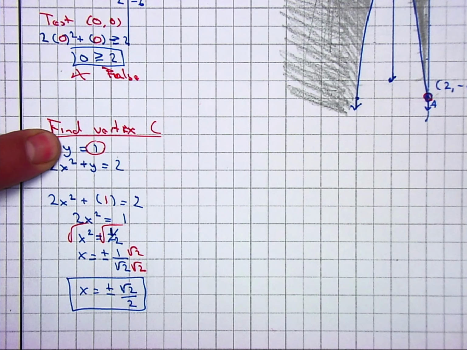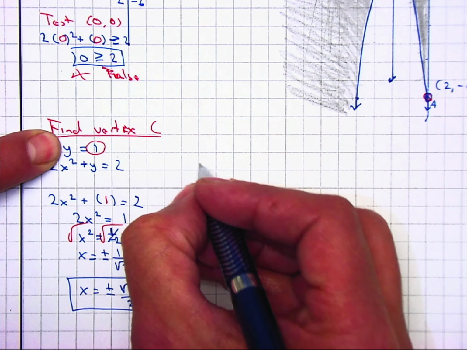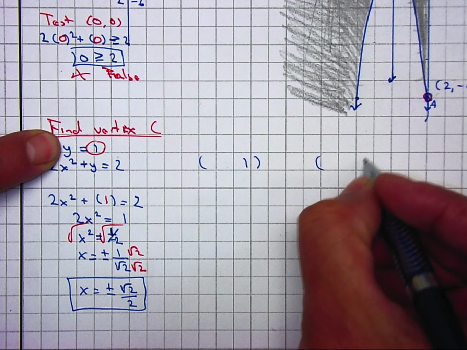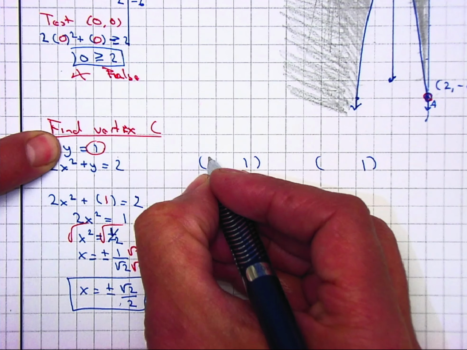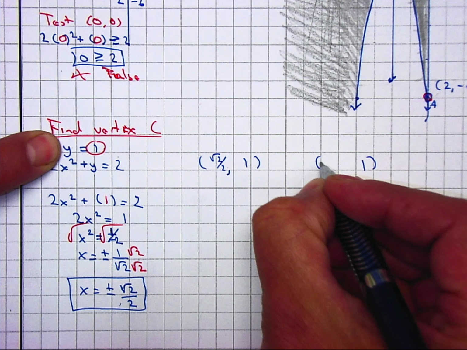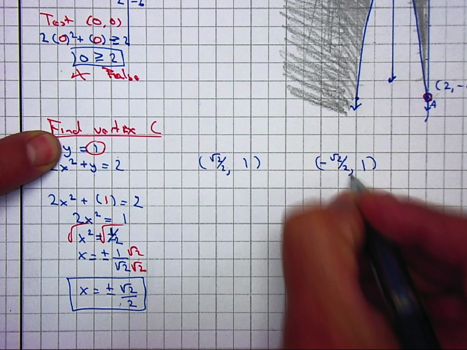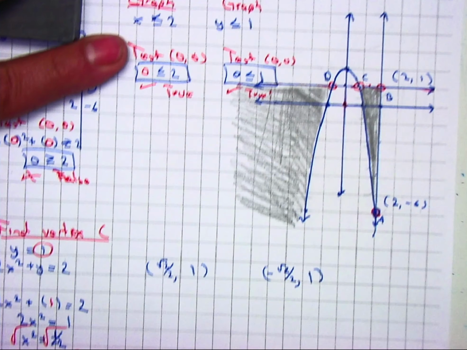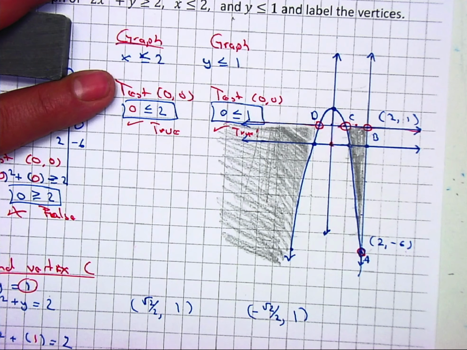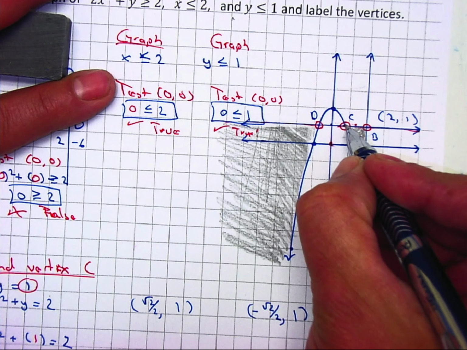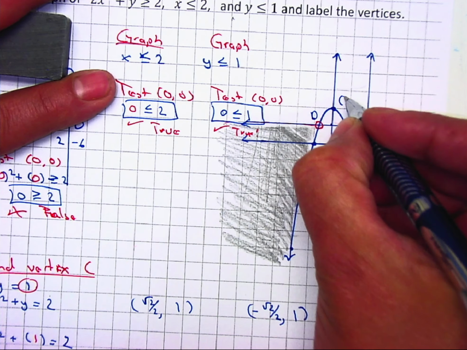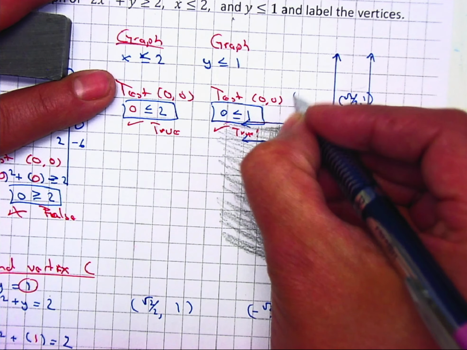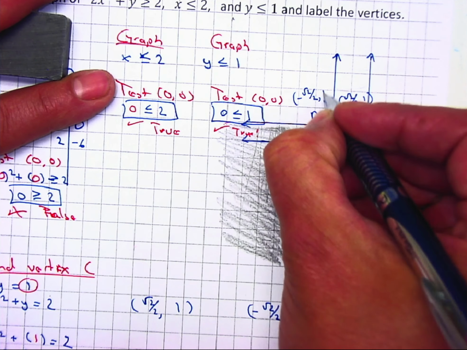And we already have the y value. So your vertices are going to be, both of them will have a y of 1. One of them will be with a positive square root of 2 over 2, the other one with a negative square root of 2 over 2. We can convert to a decimal, but in this case, we're going to leave it as a square root. So C will be the positive square root of 2 over 2 comma 1, and D is negative square root of 2 over 2 comma 1.